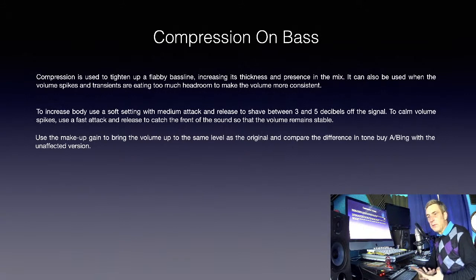You can either use the automatic makeup gain or adjust it yourself manually. Bring up the volume to the same level as the original, and then compare the difference by A-Bing with the unaffected version. Just literally have an unaffected version and an affected version, maybe duplicate two tracks and then A-B and compare the two different basses, and you'll see the difference between those two obviously.